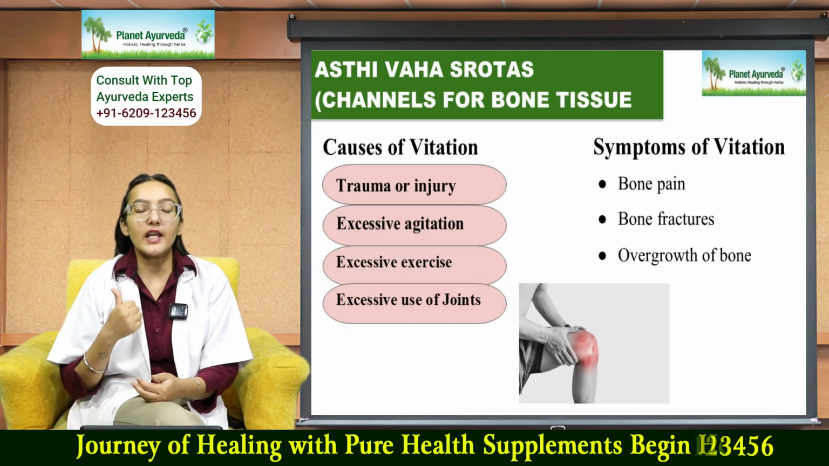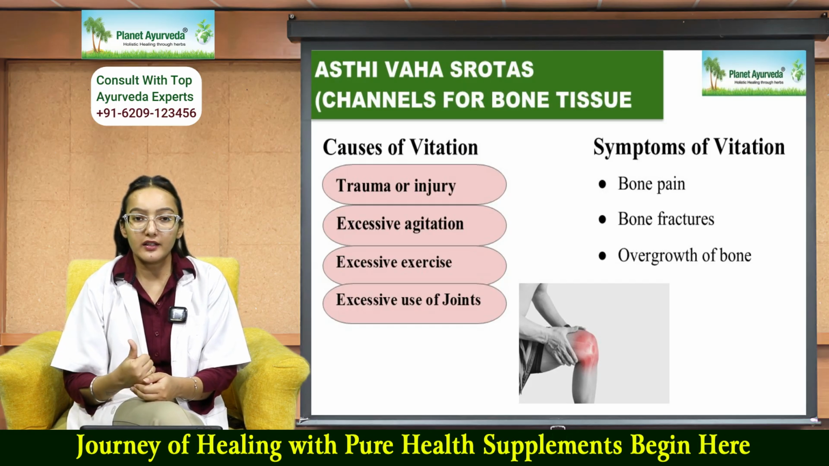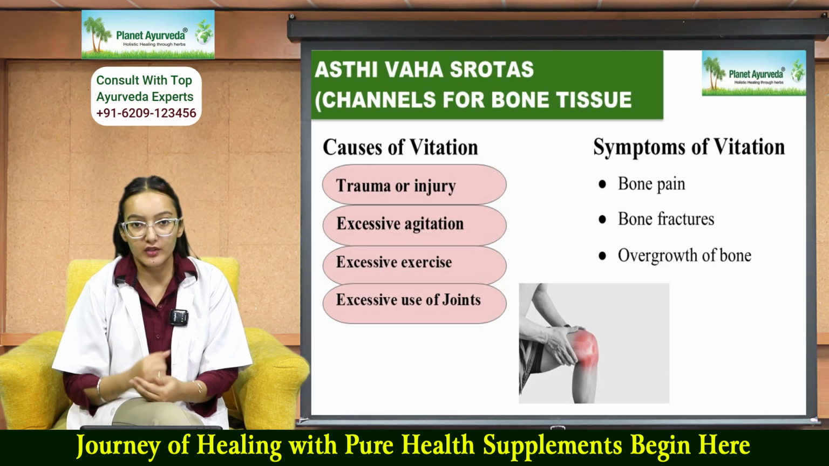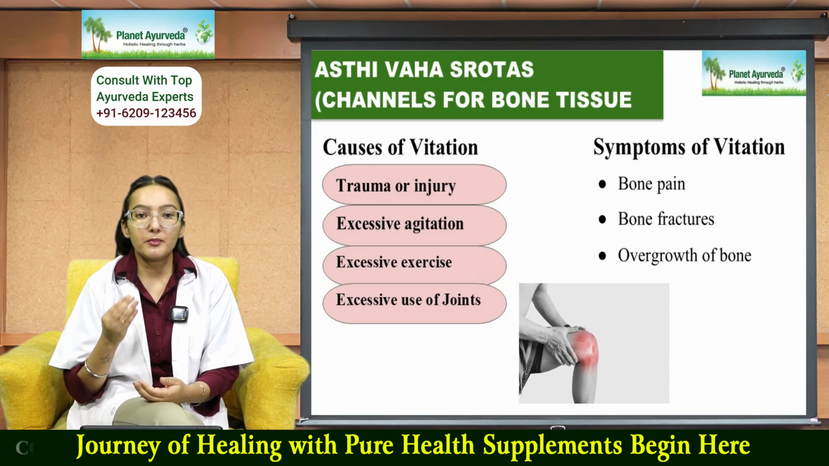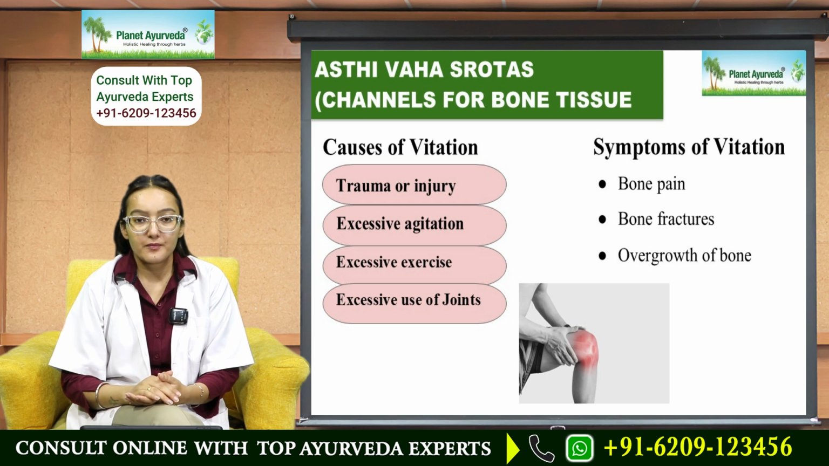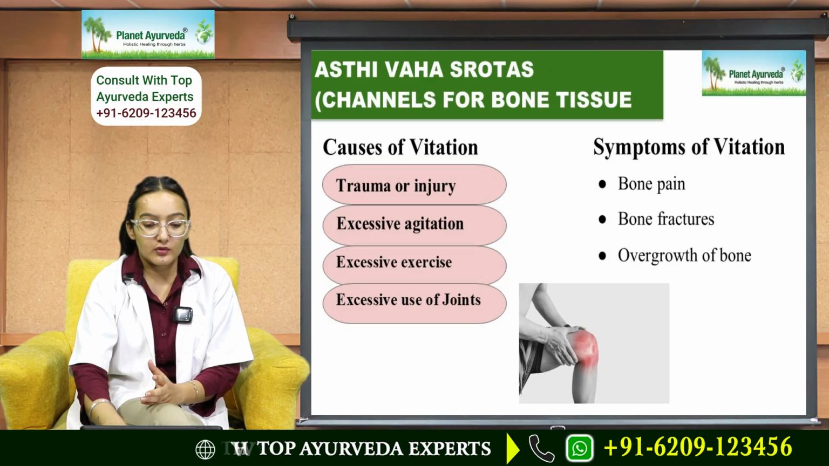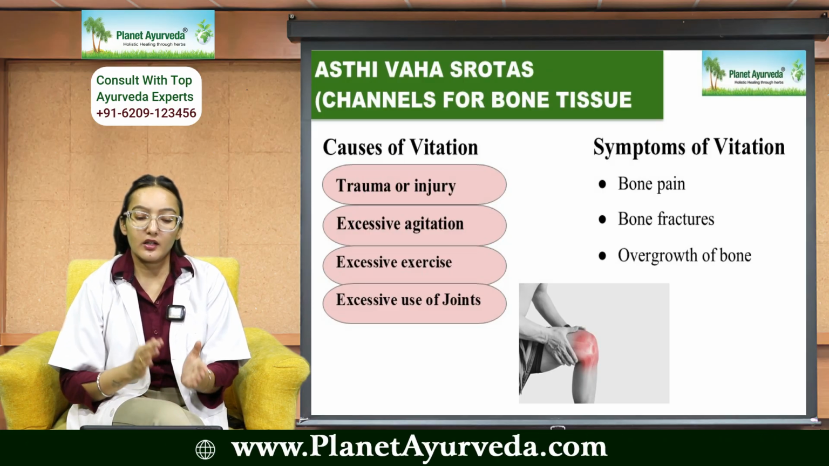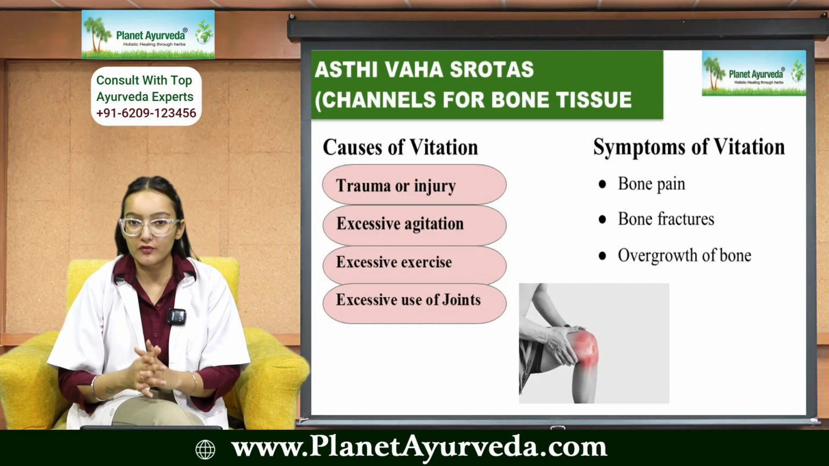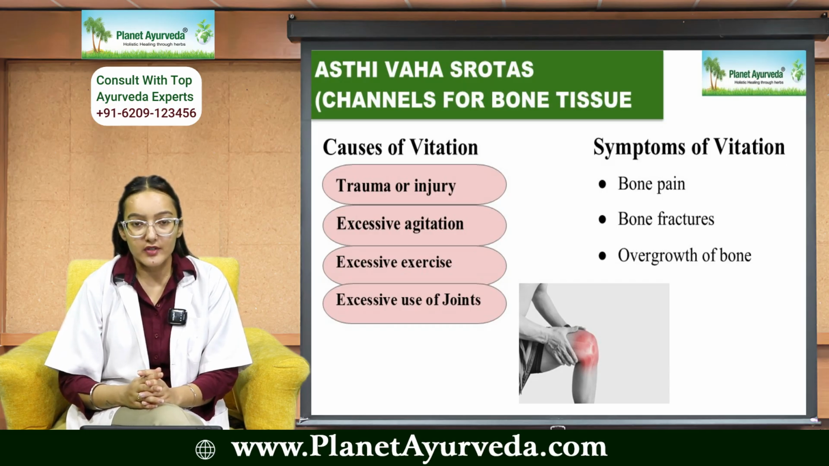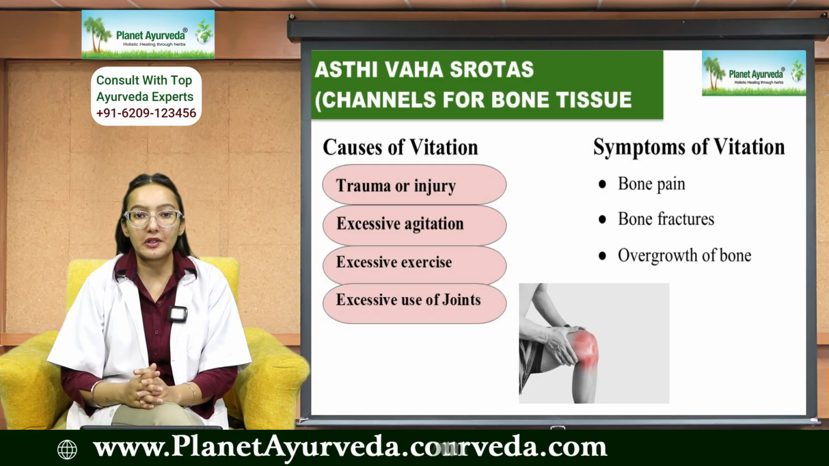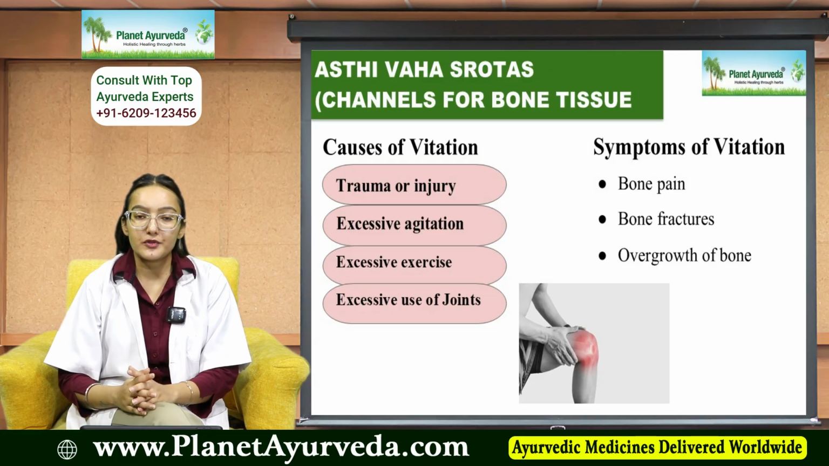So first of all, we have to take care of the diet that will increase the Vata dosha. That means bitter, pungent and astringent tastes. These three tastes should be avoided in case of vitiation of Asthivaha Srotasa. So this is the dietary part, but along with that, this is also one of the causes of vitiation of Asthivaha Srotasa: the diet which includes bitter, pungent and astringent tastes.